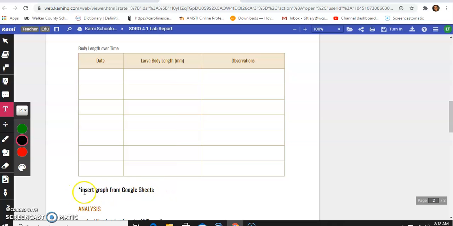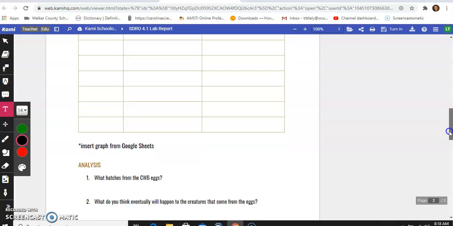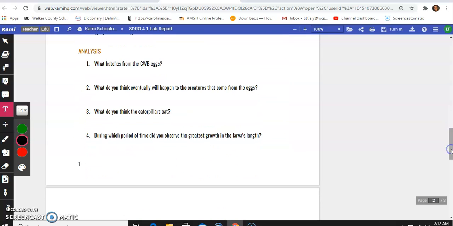For our purposes right now, since some of you are virtual, if you are a virtual student, you will not need to worry about the graph. But those of you that are in class, we will do the graphing part together. But those of you who are virtual, don't worry about the graph. When you get through collecting all of your data, you will answer the analysis questions.